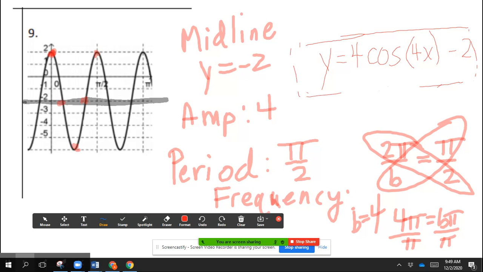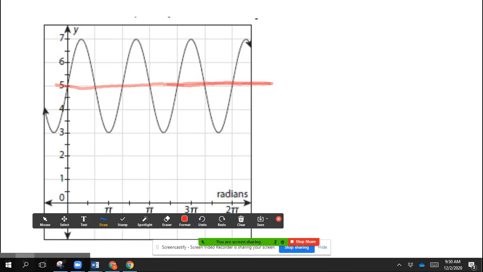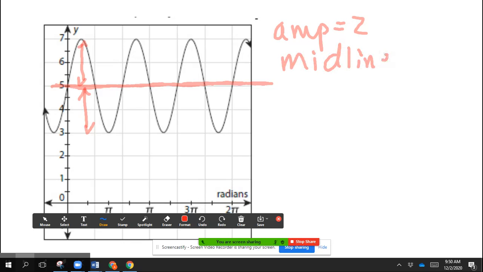Okay, we have 2 more. Okay, next function is first finding the midline. Okay, so we want to find the midline first, which it has to be equidistant to the maximum and the minimum. So our midline of the graph is at 5 because it's 2 units from the max and 2 units from the min. So our amplitude is 2. Our midline is y equals 5.